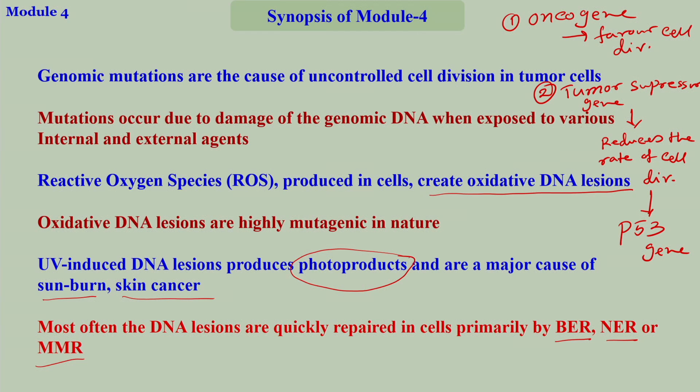So, that is all for this module, how the mutations happen, what the causes of the mutations are, and what the effect of the mutation is, that is, the uncontrolled cell divisions. So, with this I will conclude this module, and then next we will go to module 5.